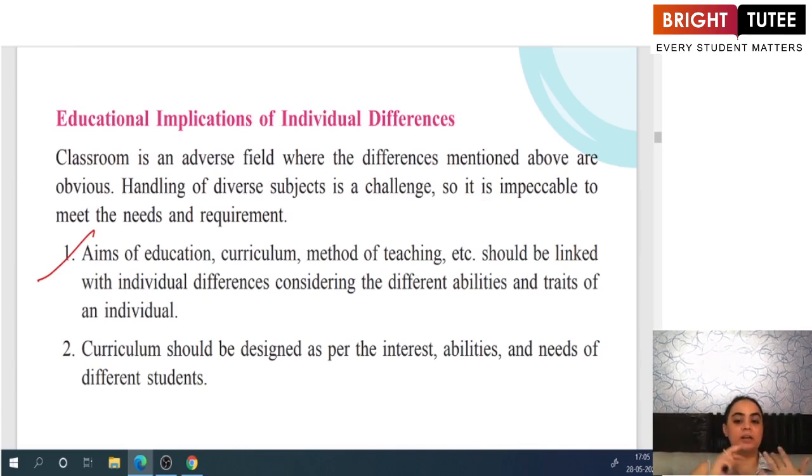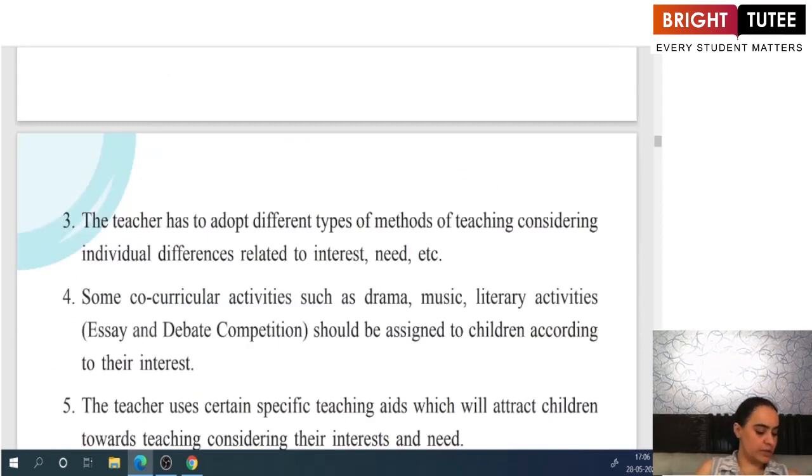The way you teach them, the kind of curriculum that you plan, everything aims to consider the individual differences that are there in the people, and keeping in mind those differences, the entire curriculum, methodology and teaching aids should be used. Again, the curriculum should be designed in such a manner that the interest level, ability, aptitude and needs of all the children in the class are taken care of. The teacher is also supposed to adapt different teaching styles so that different learners can learn appropriately.